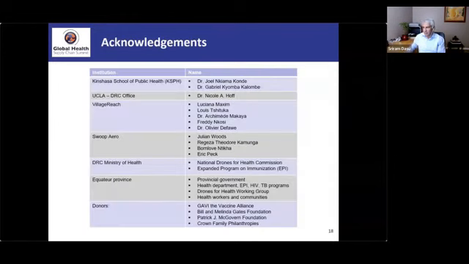This talk cannot be closed without acknowledging institution and donor who made the drone project possible and this evaluation study possible. These are principally donors, drone project implementers, Village Reach, Soup Aero, DRC Ministry of Health, Ecuador Province, and the evaluation team constituted of University of California at Los Angeles DRC office and the Kinshasa School of Public Health. Thank you for your attention.